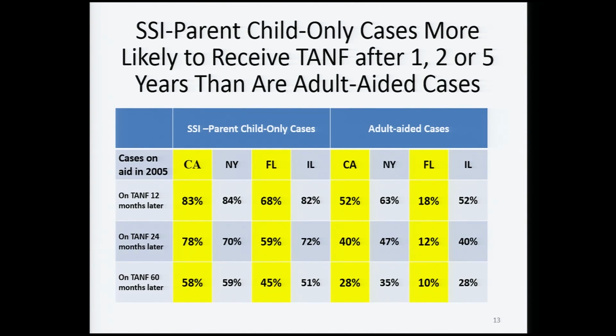adult-aided caseload retention rate. So with few SSI receiving parents able to work their way off TANF or SSI assistance, SSI child-only cases are more likely still to receive TANF after 1, 2, or 5 years than are adult-aided IIP or child-only TANF cases, IIP or the immigrant cases. 12 months later, across the 4 states, compared to adult-aided cases, an additional 33% of SSI parent cases remained on aid. 24 months later, the differential was 35%, and after 60 months, it was 28%.